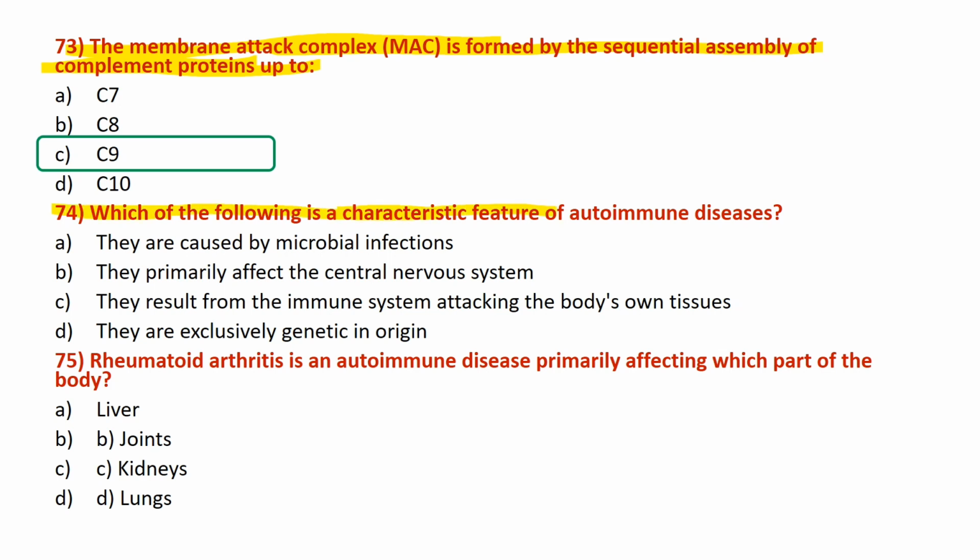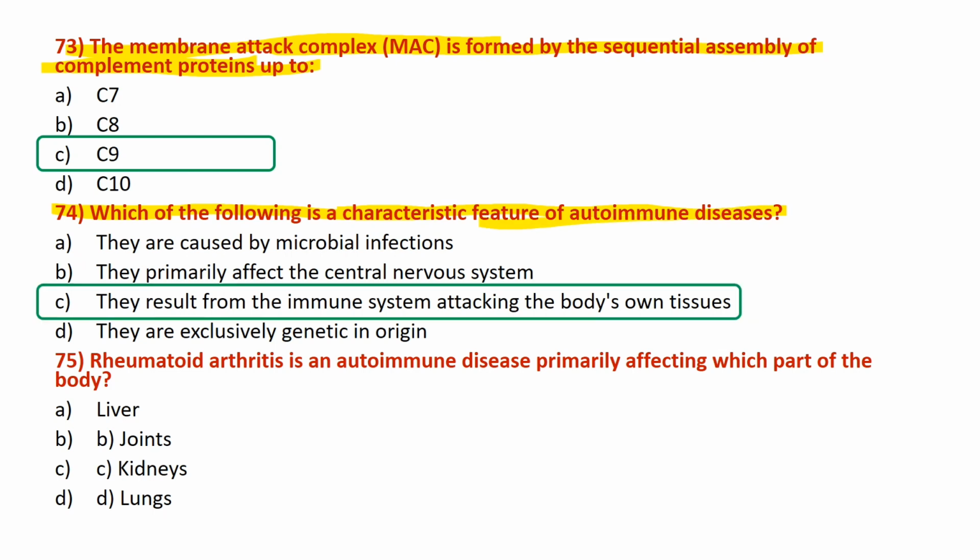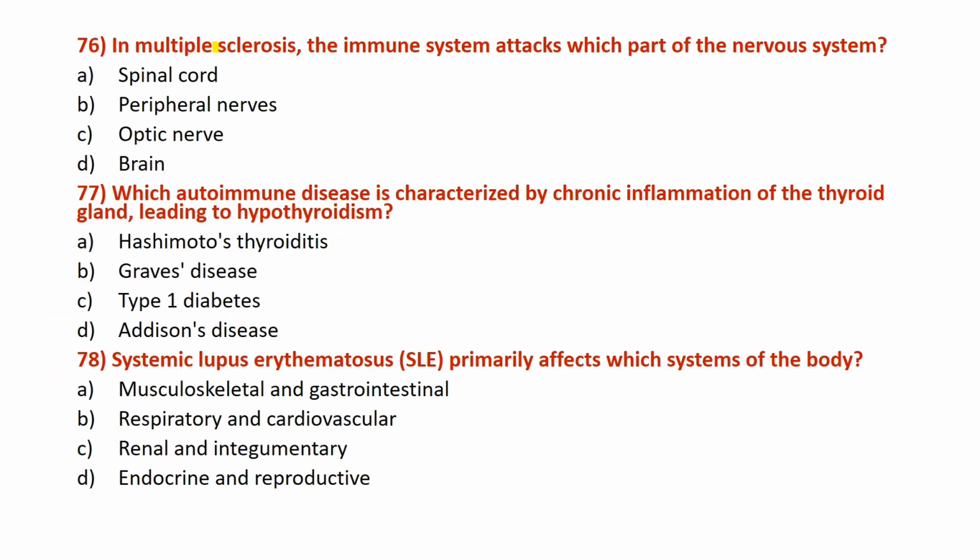Which of the following is a characteristic feature of autoimmune disease? And the right answer is option C, they result from the immune system attacking the body's own tissue. Rheumatoid arthritis is an autoimmune disease primarily affecting which part of the body? And the right answer is joints. In multiple sclerosis, the immune system attacks which part of the nervous system? And the right answer is option D, brain.